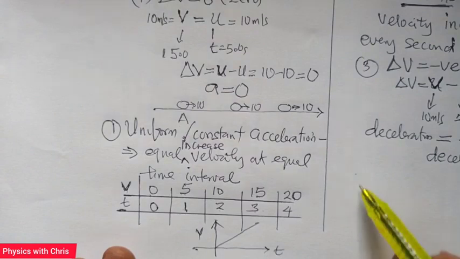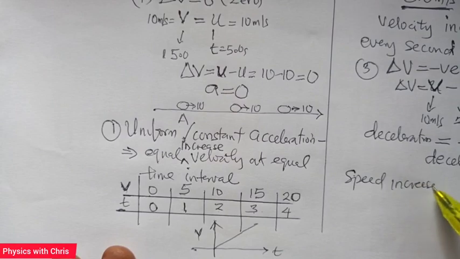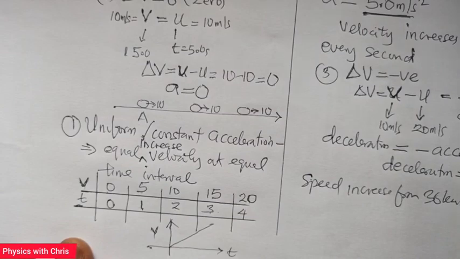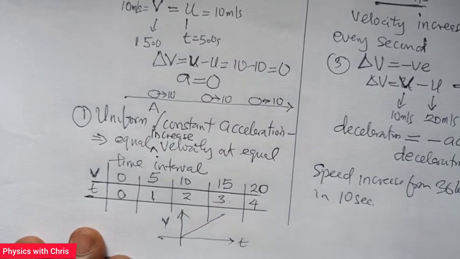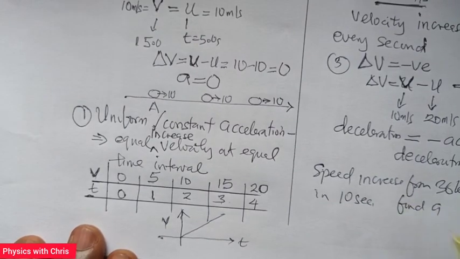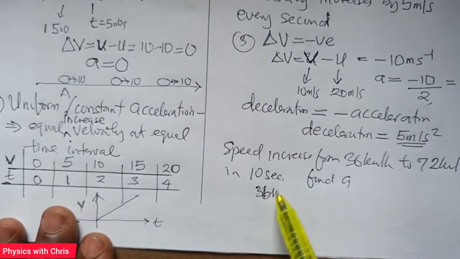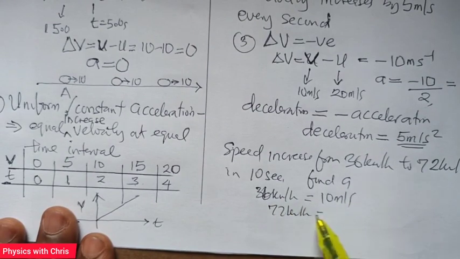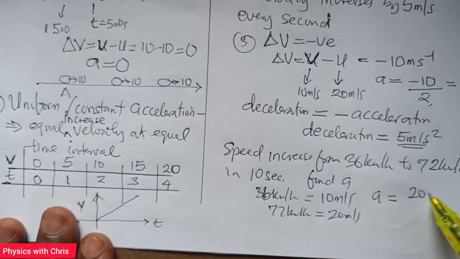Suppose the speed of a body increases from, let's say, 36 km per hour to 72 km per hour in, let's say, 10 seconds. We want to find the body's acceleration in this case. So how do we solve this? Quickly, we have to change 36 km per hour to meters per second. That will give us 10 meters per second. And we'll convert 72 km per hour to meters per second. That will give us 20 meters per second. Then the acceleration is 20 minus 10 divided by 10, which gives us 1 meter per second squared.